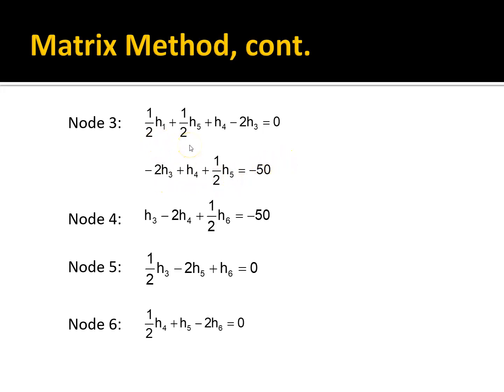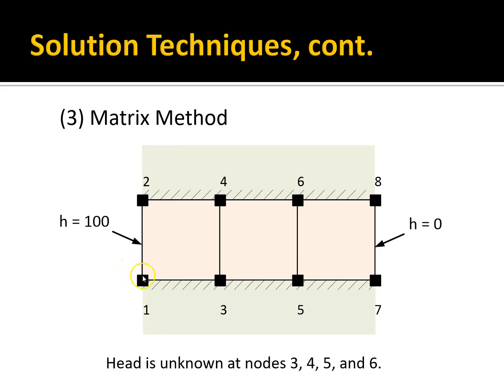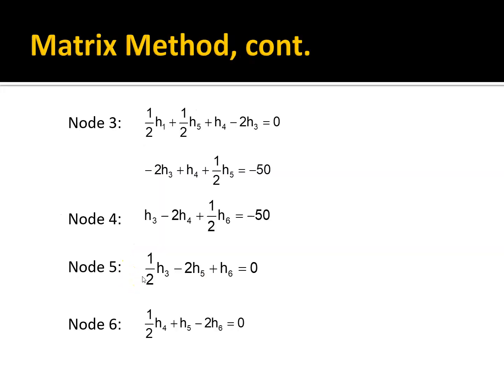Now remember, H1 is 100, and so if we have H1 divided by 2, that's 50. So we move that over to this side, we get minus 50. And then we also order these head values in terms of their suffix. So we move H2 minus 2H3 here, H4 here, and then 1/2 H5 right here. And we get this. This is the form of the equation we want to use for that node.